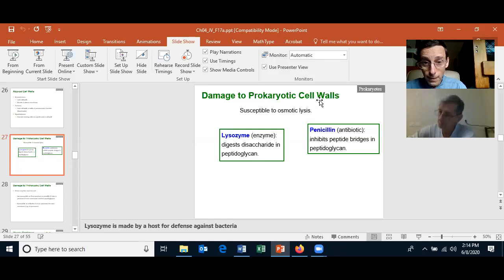You can also damage prokaryotic cells, at least bacteria cells, by using the enzyme lysozyme. It is an enzyme that digests the disaccharide in peptidoglycan, meaning the NAG and the NAM. If you expose the bacteria cells to lysozyme, you dissolve the cell wall, and that will result in the cell undergoing osmotic lysis.